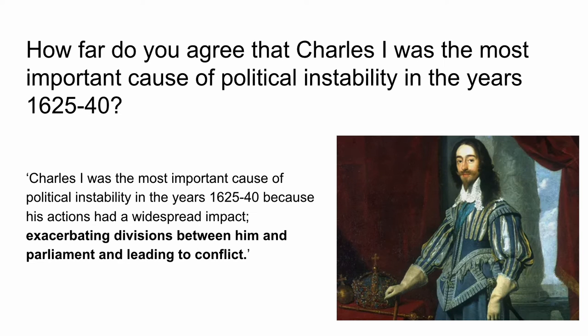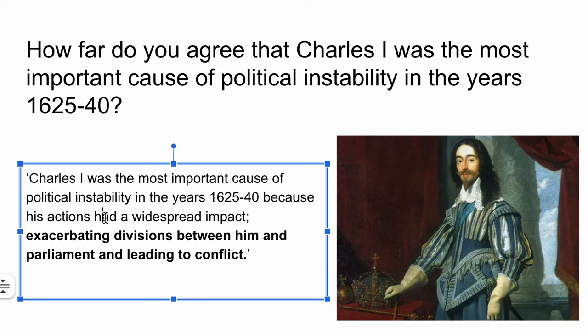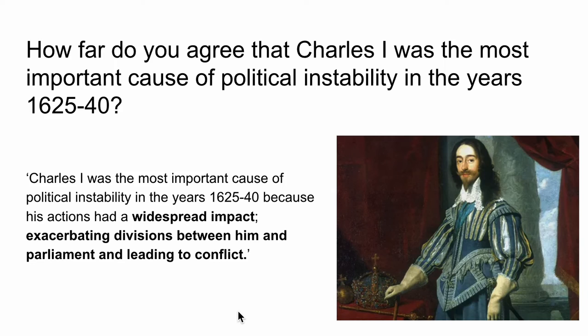So if we look at an example, how far do you agree that Charles I is the most important cause of political instability in the years 1625 to 40? So let's say this is the argument. Charles I was the most important cause of political instability in the years 1625 to 40 because his actions had a widespread impact, exacerbating divisions between him and Parliament and leading to conflict. So we've got the criteria here as this idea of a widespread impact that's increasing divisions and leading to conflict. This is the criteria, this is the basis for my argument.